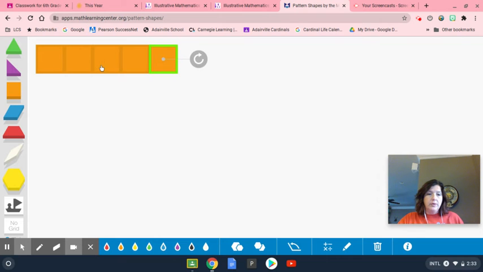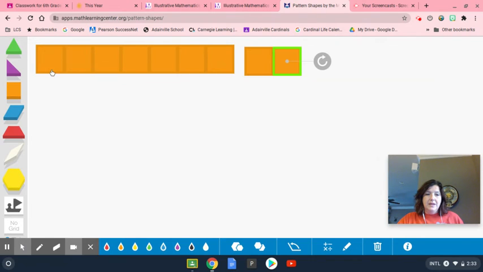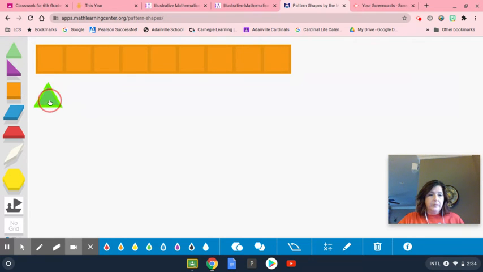Let's see, 1, 2, 3, 4, 5, 6, 7, 8, 9. I believe that's 9. 1, 2, 3, 4, 5, 6, 7, 8, 9 cups of flour. No reason why they should be connected there, just looks a little neater. So there's 9 cups of flour and 6 teaspoons of vanilla. So for a teaspoon, I'm going to use this little triangle.